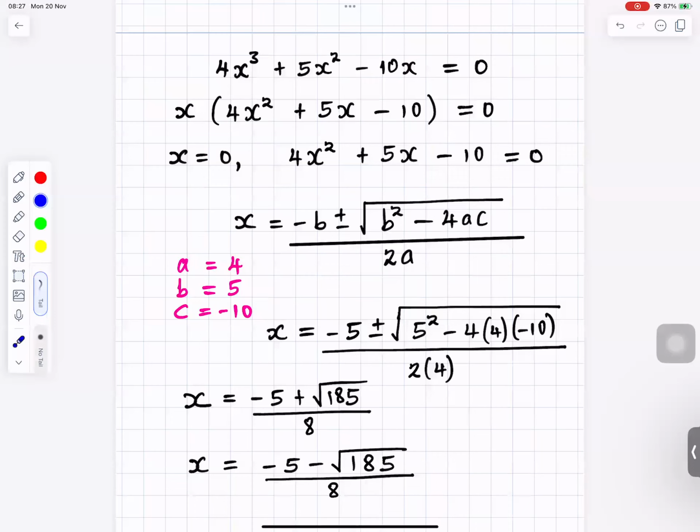You can go into your calculator and it will solve this equation for you, but you want to show your working in an exam. So you start by factorizing x out. So x equals 0. And then you use your calculator to solve the quadratic, or you can write the formula, put it in and simplify it to get those answers.